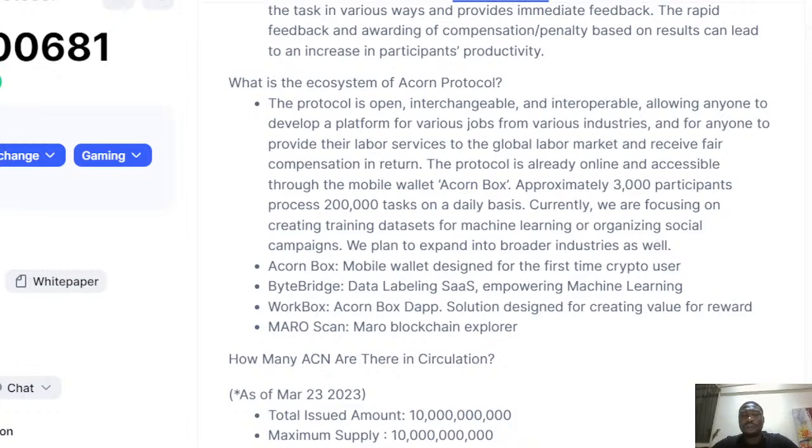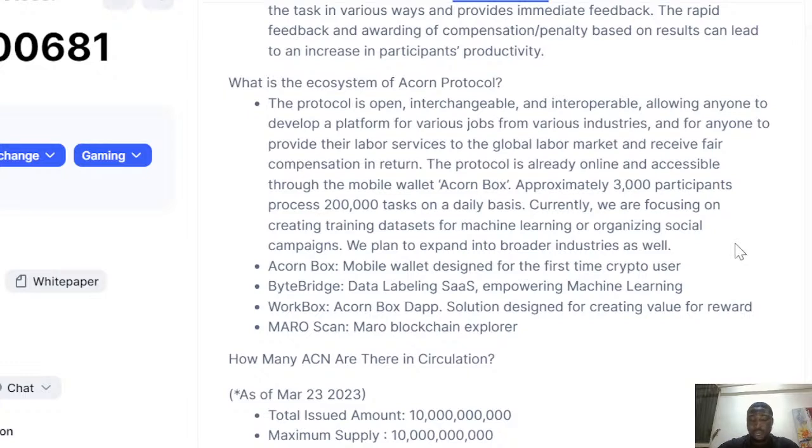Currently, we focus on creating training databases for machine learning and organizing social campaigns. Now we plan to expand to broader industries as well. The AcornBox mobile wallet is designed for first-time crypto users. They also have empowering machine learning, and all these points are basic information that we need to know when looking at the market.